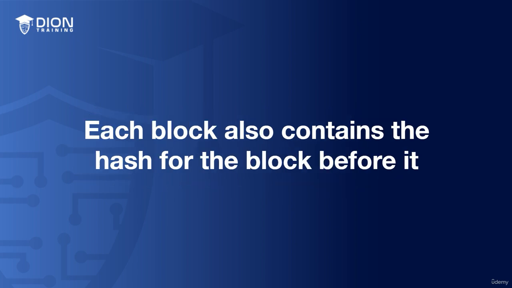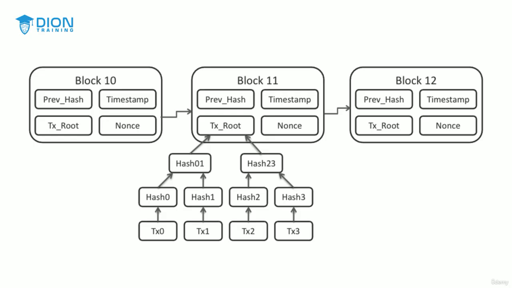And inside of it, you're going to have the previous hash for the block before it. So if I'm looking at block 11 here, you can see the previous hash is actually the hash of block 10. And we also have a timestamp associated with it. This tells us the last time this block was modified.